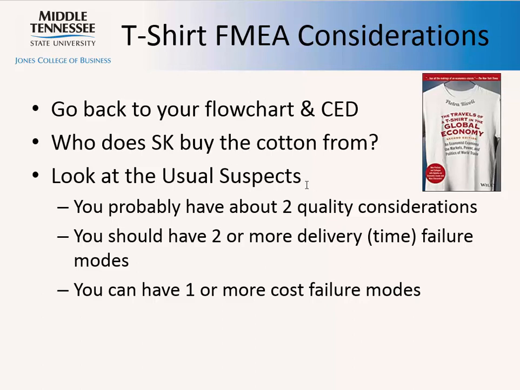Look at the usual suspects. The usual suspects are cost and time and scope or quality. And you probably have about 2 quality considerations. When I think about a t-shirt, a screen printed t-shirt, what could go wrong? I'll leave that up to you. And then you should have probably 2 or more delivery failure modes. How could it be late? What along the supply chain is likely to make the t-shirt supply late?